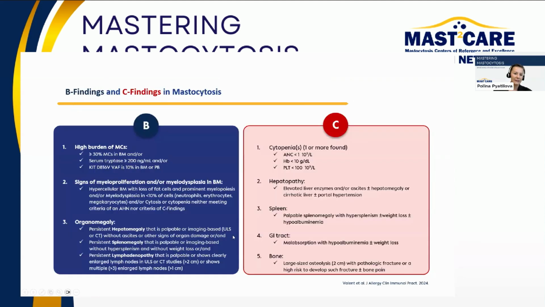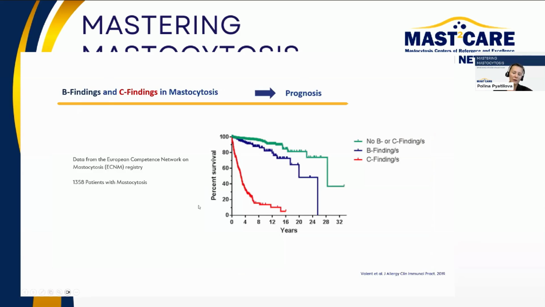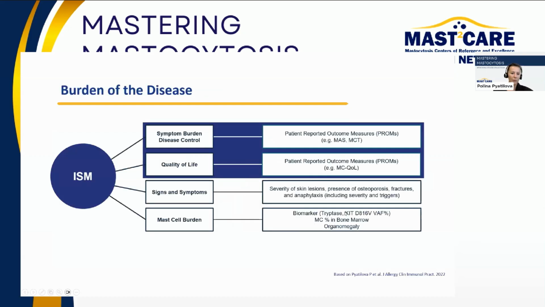And there are B findings and C findings, which show us how high the burden is. There is also a specific amount of mast cells. I will not go into detail on this. But these are the diagnostic procedures which should be done in patients with mastocytosis. C findings, cytoreduction, just help us to exclude aggressive forms. And this is why it should be done, because then you can easily say we exclude aggressive forms, and we focus on the burden of the disease.